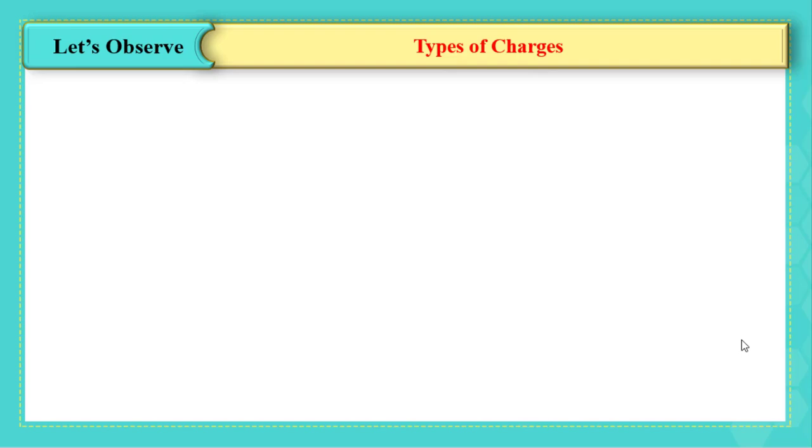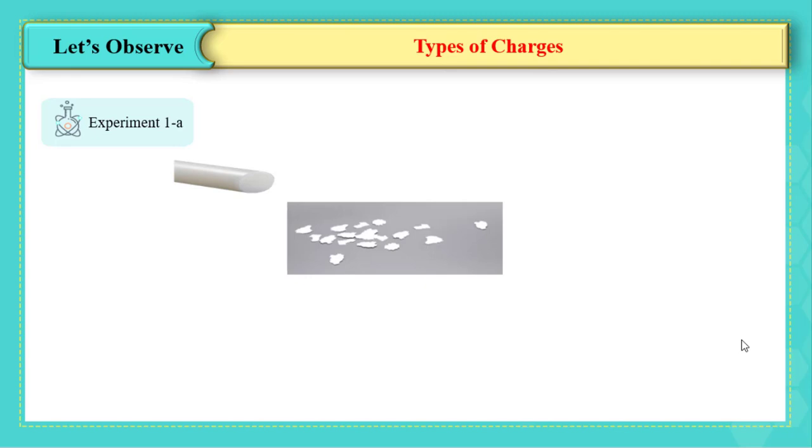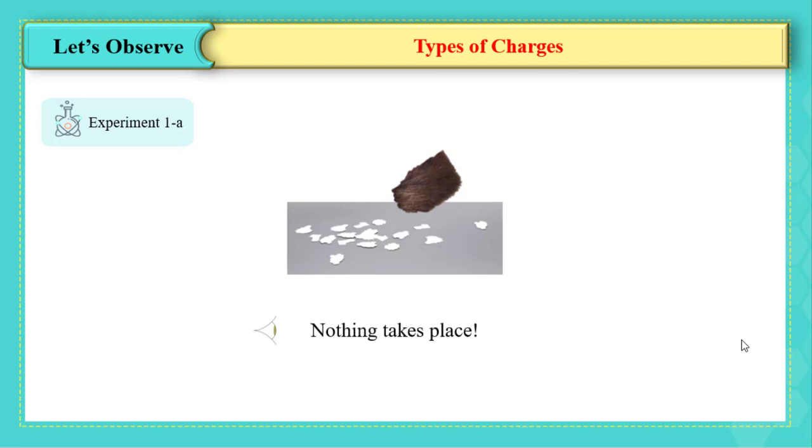Let's observe this example. We approach a plastic rod like a pen toward the pieces of paper. We observe nothing takes place. Now approach the piece of fur toward the pieces of paper. Also we observe nothing takes place.